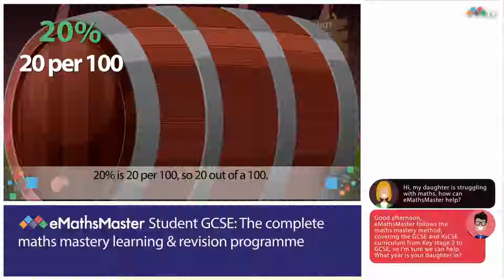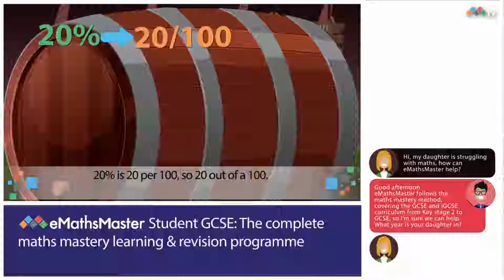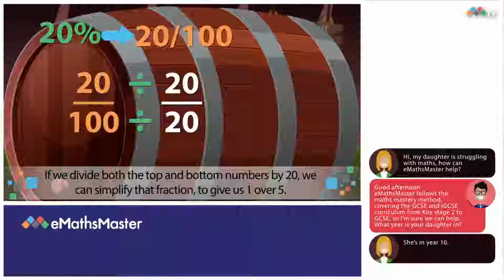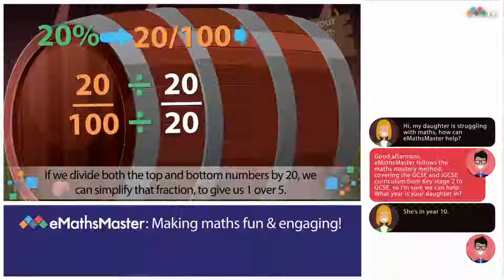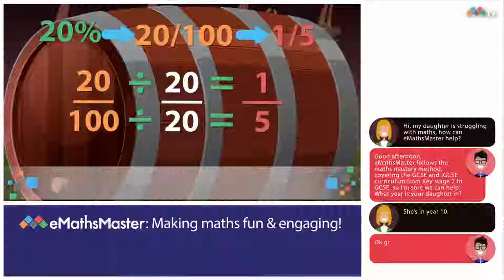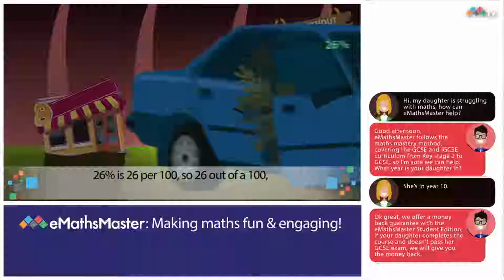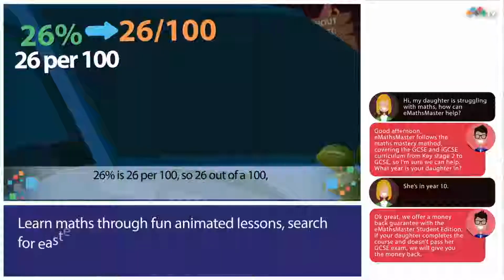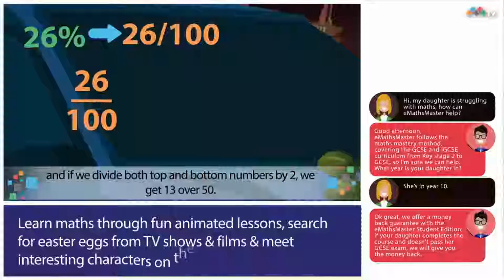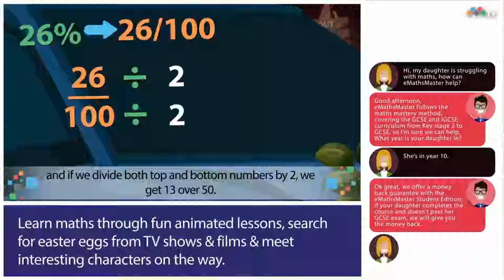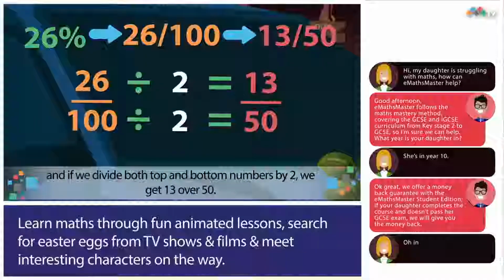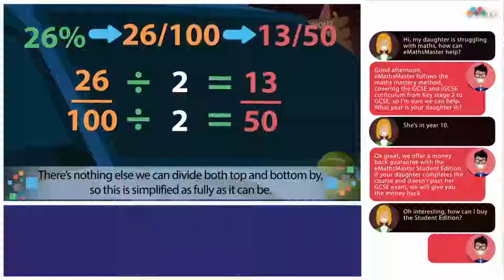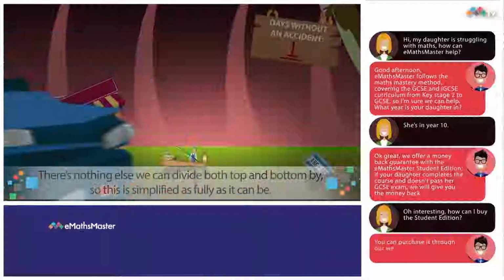20% is 20 per 100, so 20 out of 100. If we divide both the top and bottom numbers by 20, we can simplify that fraction to give us 1 over 5. 26% is 26 per 100, so 26 out of 100. And if we divide both top and bottom numbers by 2, we get 13 over 50. There's nothing else we can divide both top and bottom by, so this is simplified as fully as it can be.